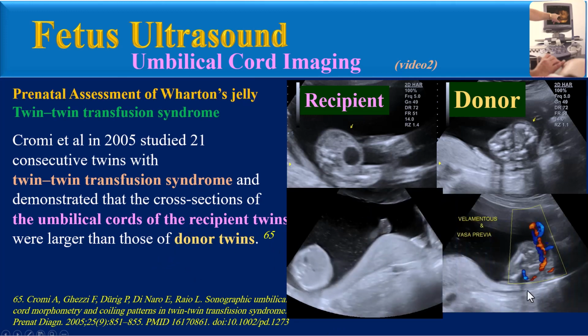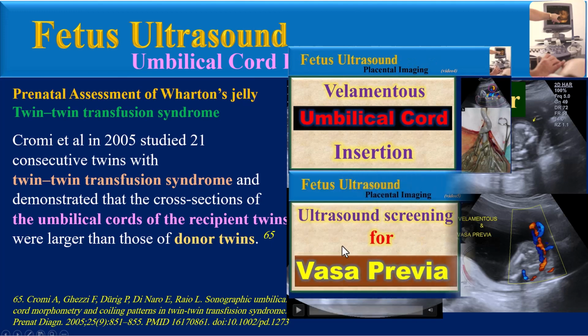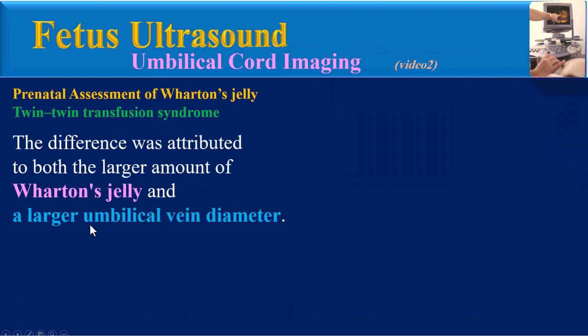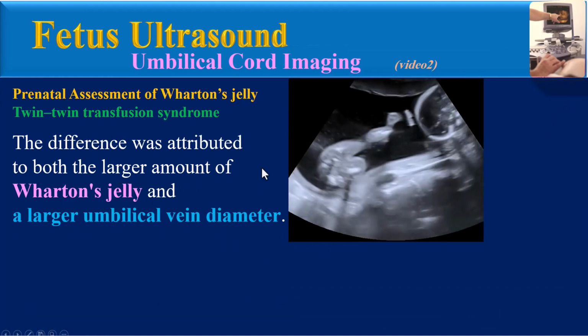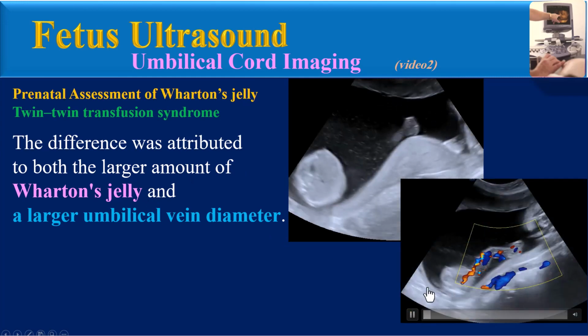In our patient, in addition to twin-twin transfusion syndrome, we found incidentally velamentous cord insertion and vasa previa in donor fetus. You can find full explanation about velamentous umbilical cord insertion and vasa previa in these videos. The difference was attributed to both the larger amount of Wharton jelly and also a large umbilical vein diameter.